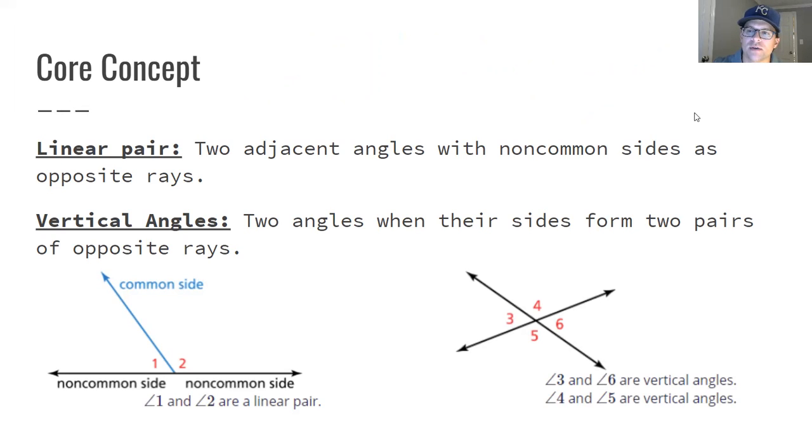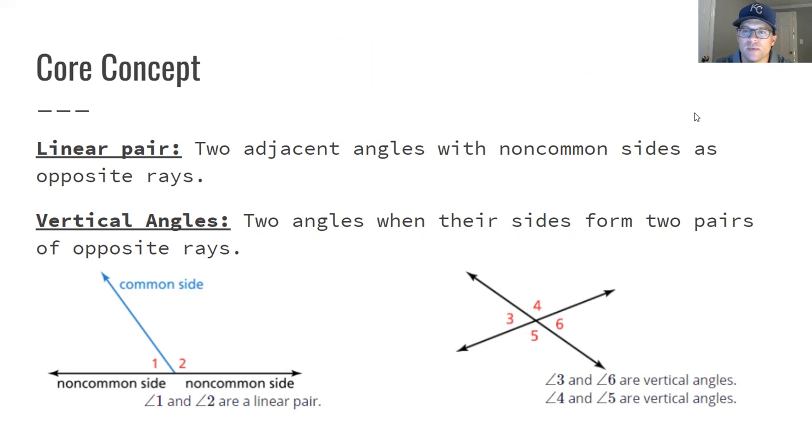So two adjacent angles that have non-common sides where they are opposite rays. So this very first diagram down at the bottom would be considered supplementary because it is on a straight line, and angles 1 and 2 will give you 180 degrees.